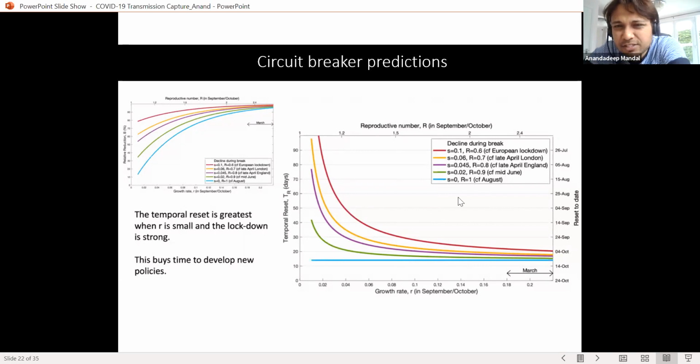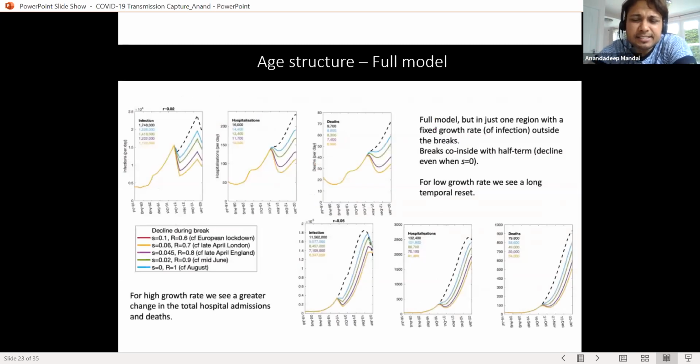So that will have a reverse impact on R, and the R itself will come down. So yeah, this is the age structured full model. We did it for all ages here, to see how each and every age is going to be impacted by the circuit breakers. And the good point is that it works for all ages, irrespective of what age band you are.